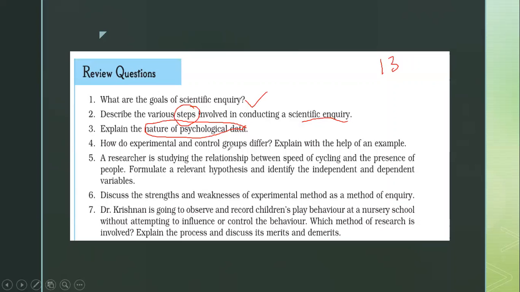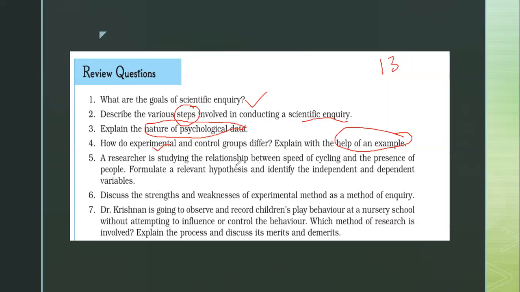How do experimental and control groups differ? Try to answer with the help of an example and get this question done. Okay, experimental group and control group. There can be a smoking experiment, there can be a stadium experiment. You can take classroom behavior. By these things, you can complete this question.